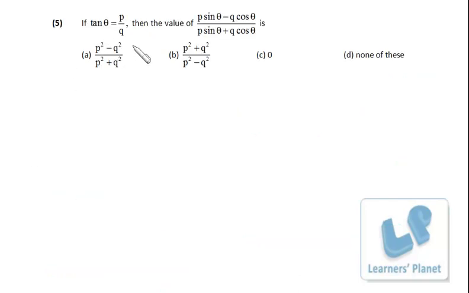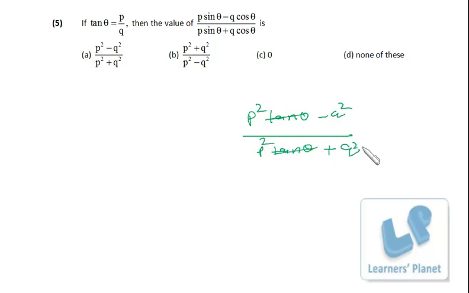Now tan theta is equal to p by q, then the value of this. So you have two options. Either you proceed as it is, divide the entire expression by cos theta, so you will straight get tan theta, right? So it is p sin theta by cos theta, that is tan theta, minus q upon p sin theta by cos theta, so it is p tan theta minus q. I'm sorry, plus q. Now tan theta is p by q, so it is p square minus q square over p square plus q square. So that's pretty simple.